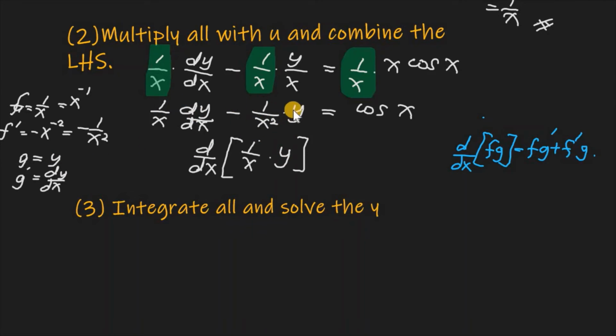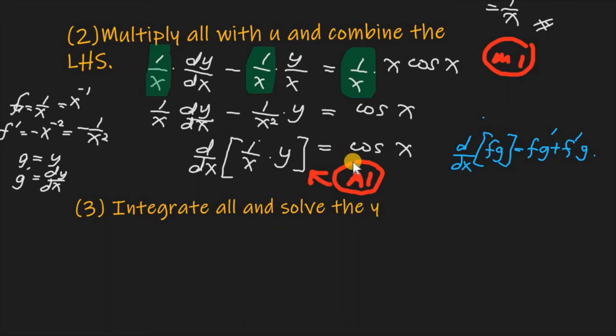So expanding that, this is actually the derivative of fg, or in our case, of 1 on x times y. Nice, isn't it? As for the right hand side, we simplified when we got that one. Up to this level, there might be 2 marks. You have to multiply all with the mu and combine it. This value you have to show, A1 or S1, and it must be correct.